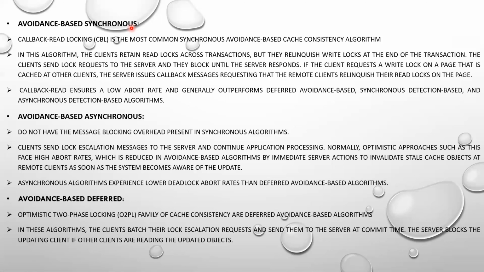If the client requests a write lock on a page that is being cached at other clients, the server issues a callback message requesting that remote clients relinquish their read locks on the page. Callback read locking ensures a lower abort rate and generally outperforms deferred avoidance based, synchronous detection based, and asynchronous detection based algorithms. Avoidance based asynchronous algorithms do not have the message blocking overhead present in synchronous algorithms.